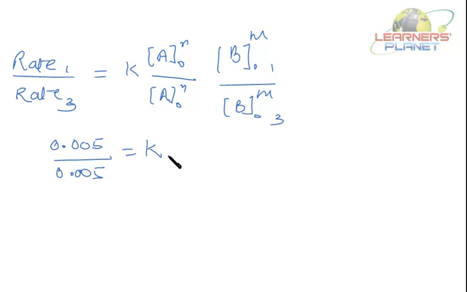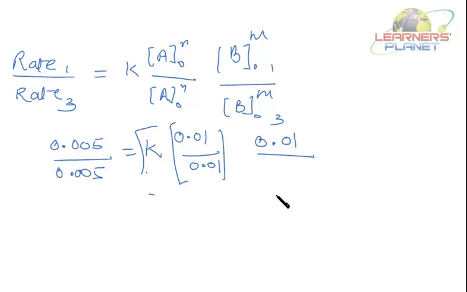K. The initial concentration of A in the first experiment is 0.01, and in the third experiment it is also 0.01. So that is a constant, right? Then again it will be this one. And B, the initial concentration of B in the first experiment is 0.01, and the initial concentration of B in the third experiment is 0.02, to the power m. Now the rate ratio I can write as 1, and that is equal to 1 by 2 to the power n.